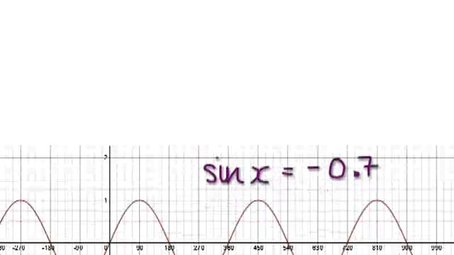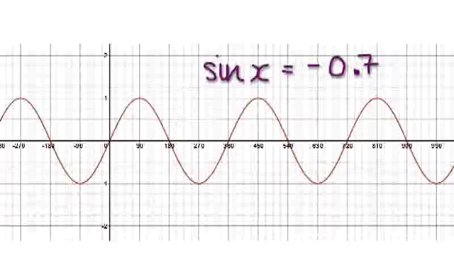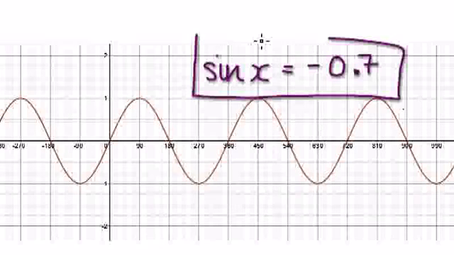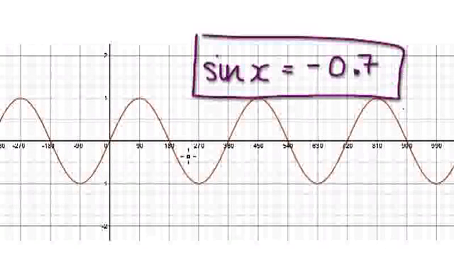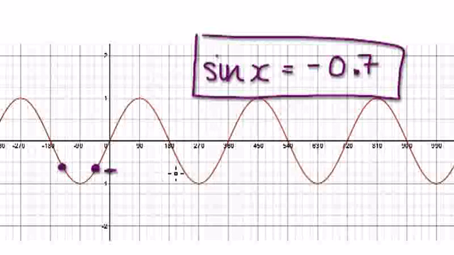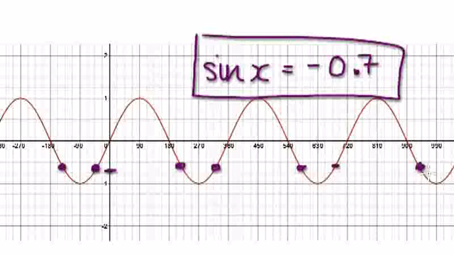Okay, so now it's your turn to have a go. Given this sine graph here, find all the solutions for sine of x equals negative 0.7. So for negative 0.7, I'm going to guess somewhere around here. This would be one solution, this would be another solution, another, another, another. Write down all the solutions.